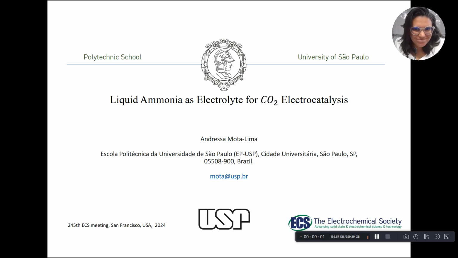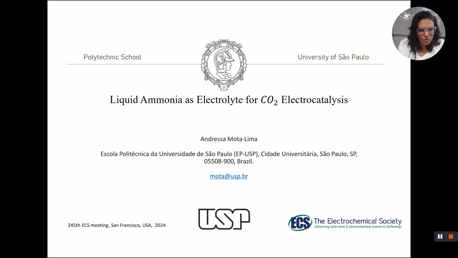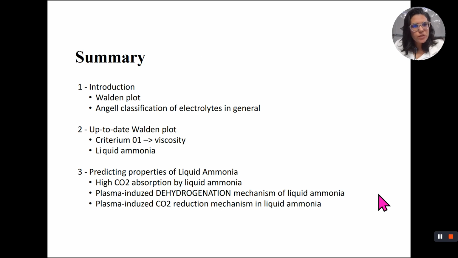Hello everyone. Today I will share some of my recent thoughts on my research on good electrolytes for carbon dioxide reduction. To do so, I will start by explaining the Walden plot.